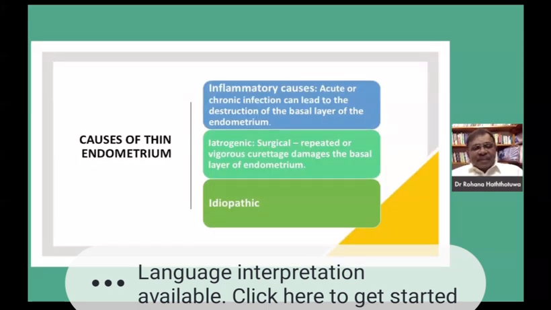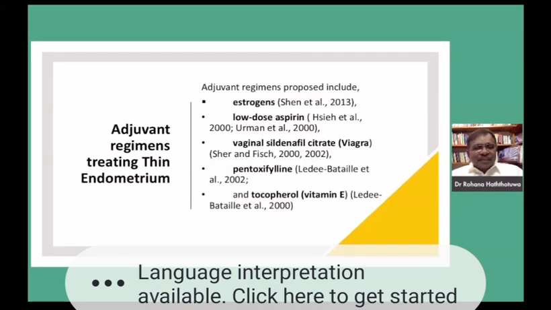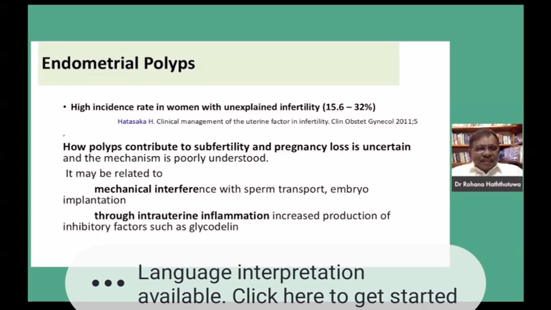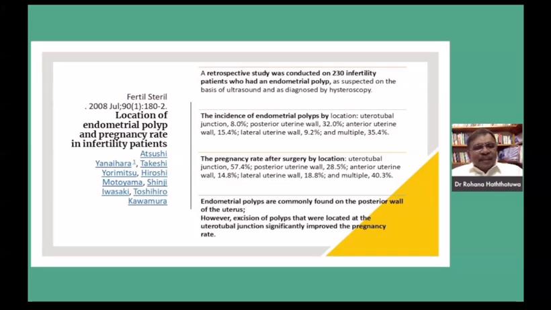The causes of thin endometrium may be inflammatory, iatrogenic, or idiopathic. There are several modalities which have been used to improve the endometrial thickness, like extended estrogen support, intrauterine granulocyte colony stimulating factor, luteal phase support, and so on. And also there have been many adjuvant treatment regimens like estrogen, low dose aspirin, Viagra, and vitamin E, and so on. When we consider endometrial polyps, there is a high incidence rate in women with unexplained infertility. However, how polyps contribute to subfertility is not very well known, maybe through mechanical interference or through intrauterine inflammation.